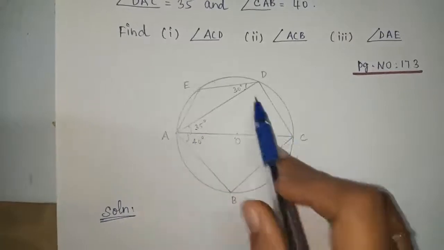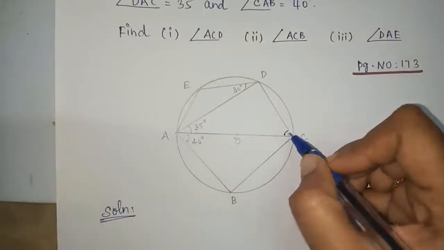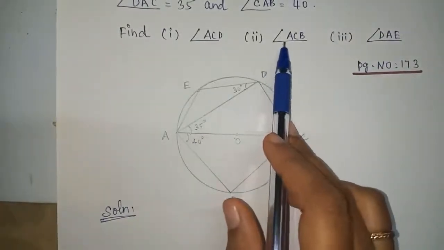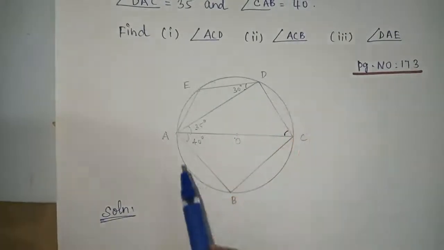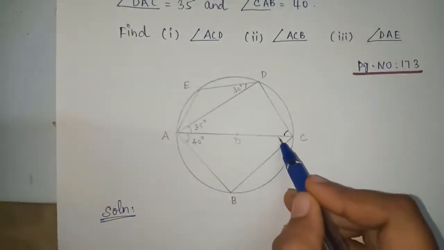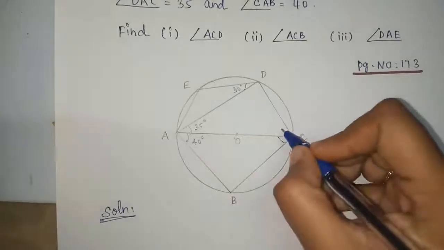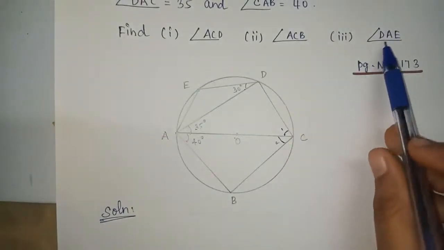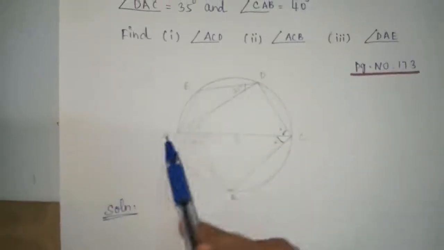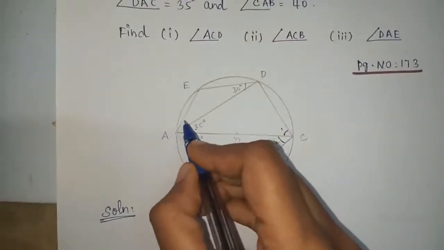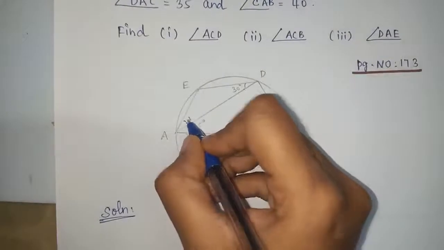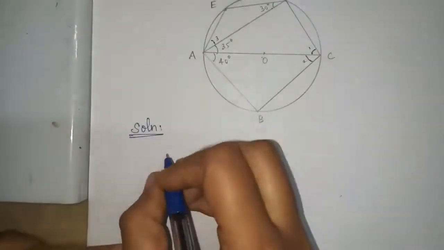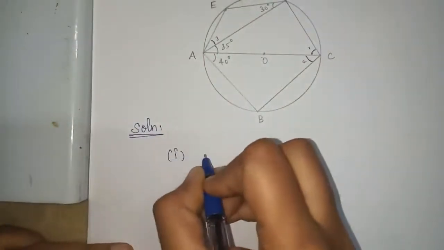So first, number ACD, we have to find this angle. Then the second subdivision is you have to find the angle of ACB. So we have to find this angle ACB. Then the third one is you have to find the angle of DAE. This is our third angle. So first, now we will see the first subdivision.